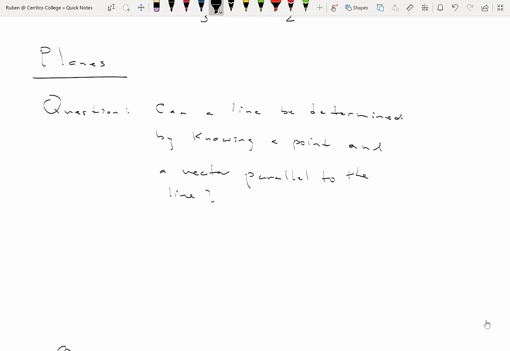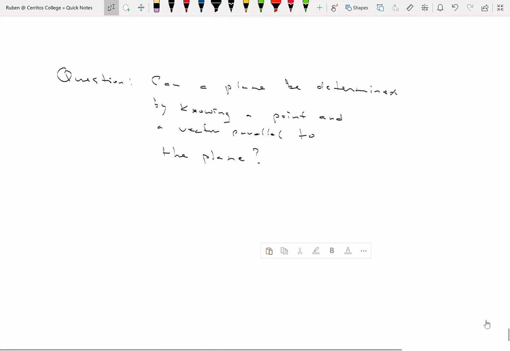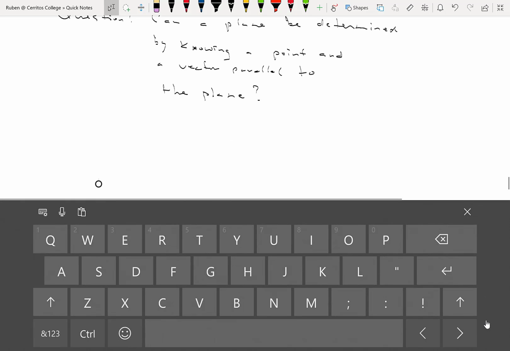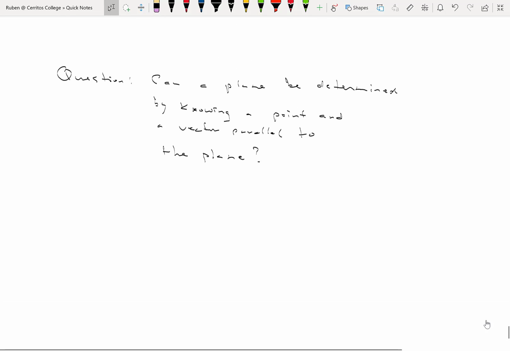Of course. That's how we found the vector form of a line. So if we know a point and a direction, it's like knowing a point and a slope in R2, we can find the equation of the line. Now here's the similar question. Can a plane be determined with the same two bits of information? If I know a point and a vector parallel to the plane, can I completely determine the plane? The answer is no.